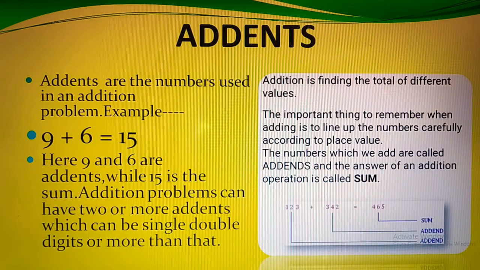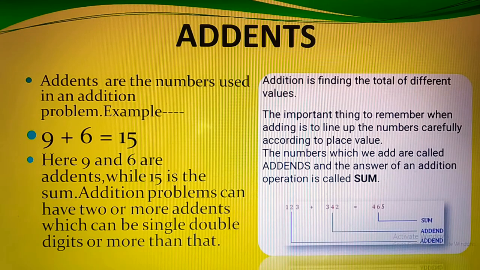Now what are addends? Addends are the numbers used in an addition problem. Example, 9 plus 6 is equal to 15. Here 9 and 6 are addends while 15 is the sum. 9 और 6 addends है, 15 सम है. 9 और 6 की जगह डबल डिजिट, 3 डिजिट्स या 4 डिजिट्स नंबर भी हो सकते हैं, उनको हम एडेंड्स ही बोलेंगे और जोड़ने के बाद जो आएगा उसको हम सम बोलते हैं. Addition problems can have 2 or more addends which can be single, double digits or more than that. So addition is finding the total of different values.